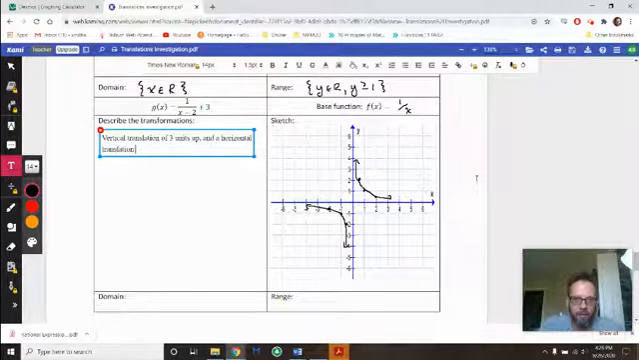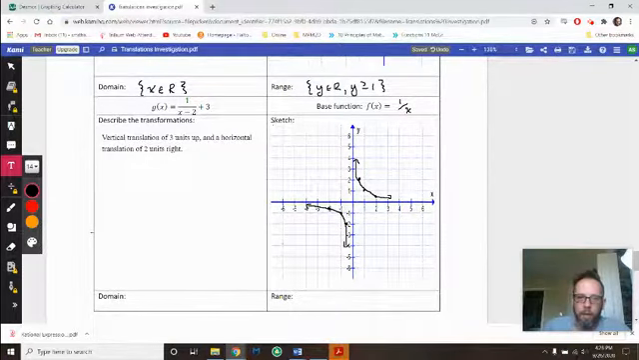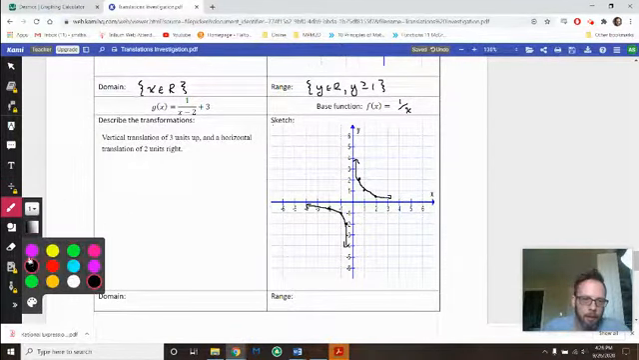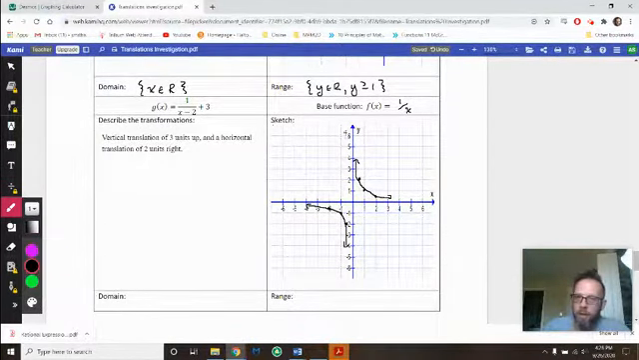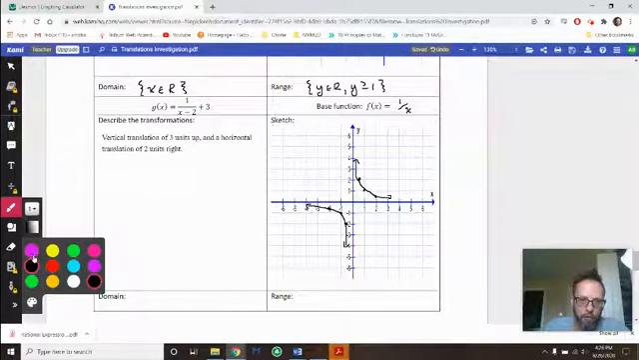Horizontal translation of 2 units to the right. So what we can do is pick up each of those points and move it 3 units up and 2 units right and have our graph. But I'm going to propose something else to you guys. If you recall, we had two special lines that this rational function approaches but doesn't cross. We called those asymptotes.